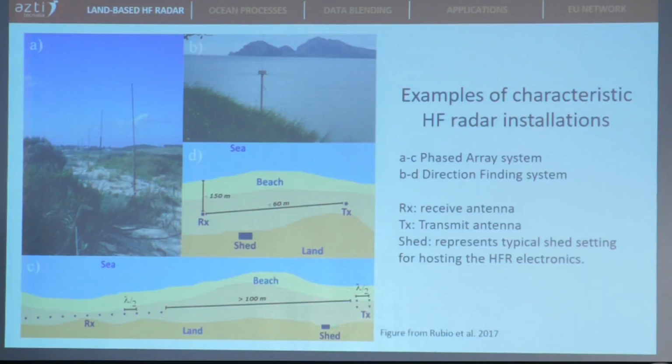As I say, these are land-based high-frequency radars. Those are examples of characteristic HF radar installations. Here, a typical phased array system with an array of receiving antennas, and there a direction finding system with a typical multidirectional receiving antenna. We need at least two sites like these ones to retrieve total currents.